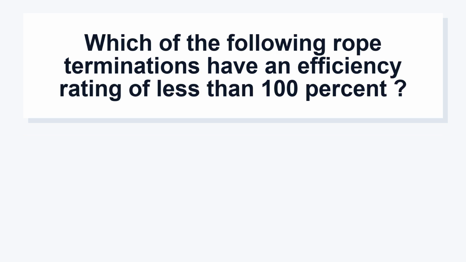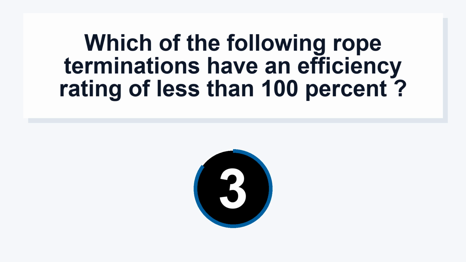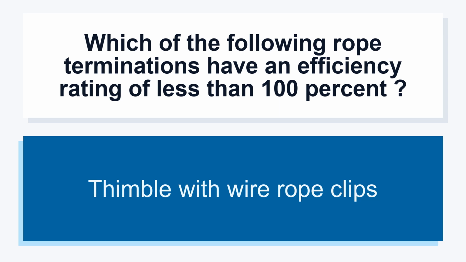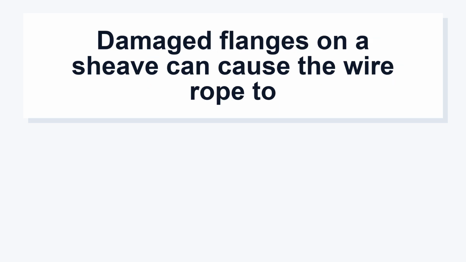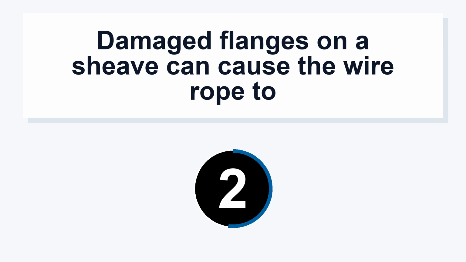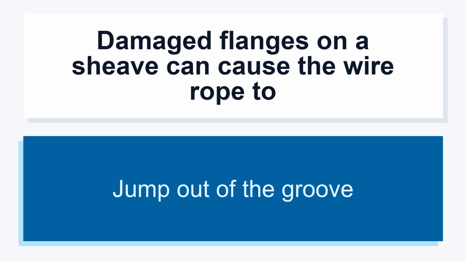Which of the following rope terminations have an efficiency rating of less than 100%? Thimble with wire rope clips. Damaged flanges on a sheave can cause the wire rope to jump out of the groove.